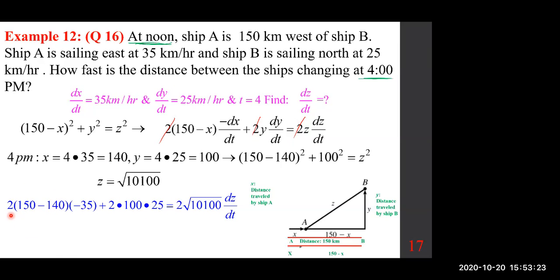So 2 times 150 minus 140 times negative 35 plus 2 times 1. So just plug in everything. But in order for you to plug in everything, the only missing would be x. We find it from 4 p.m., y from 4 p.m., and z from this formula. Okay. And I'm going to assume you can do the math.